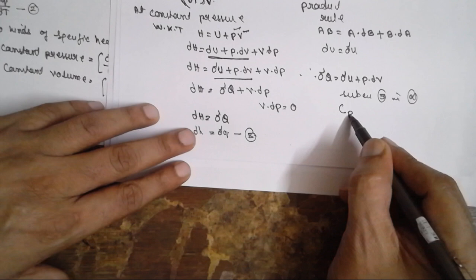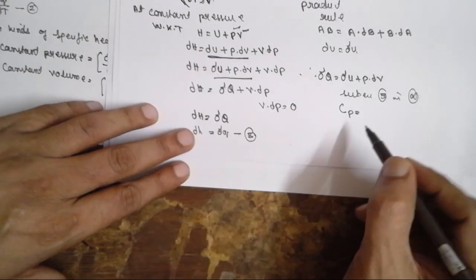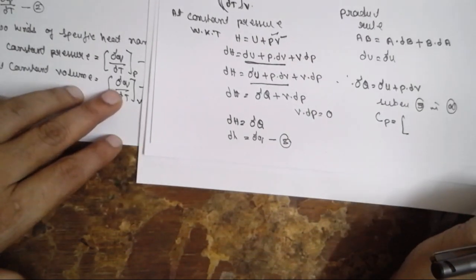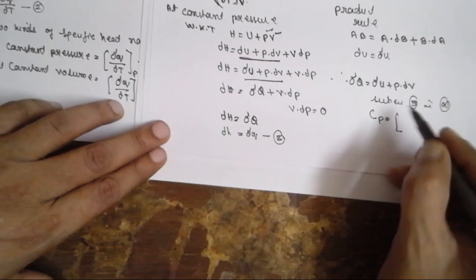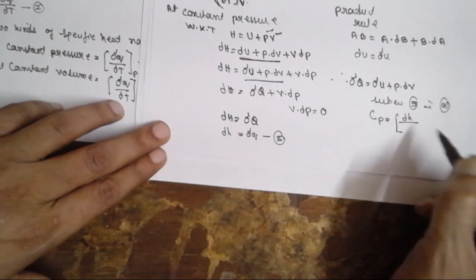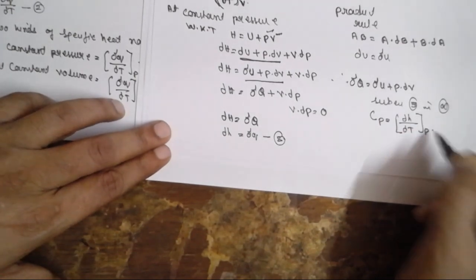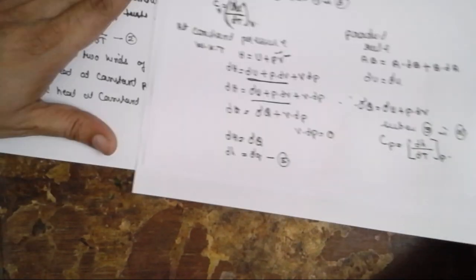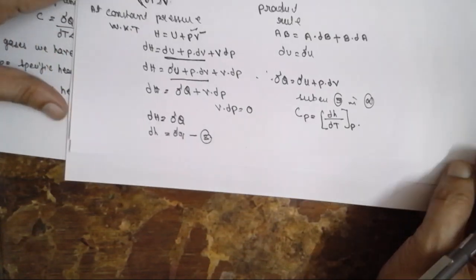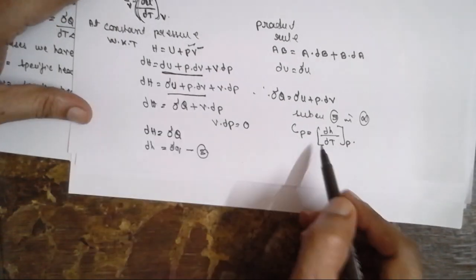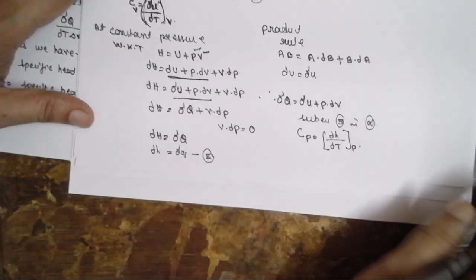Cp, because we are representing the constant pressure Cp. In place of delta Q I have to write dH divided by dTp. This is the formula for constant volume and this is the formula for constant pressure. Any doubt regarding this part?